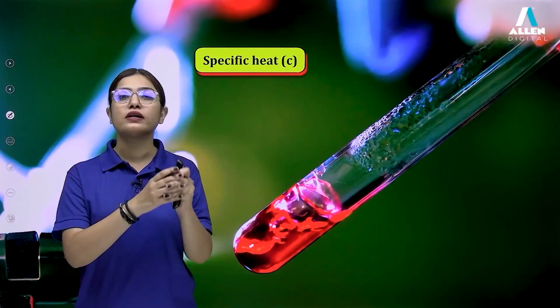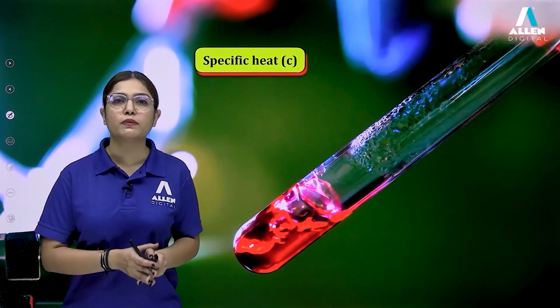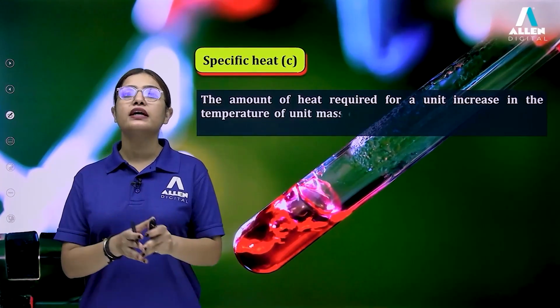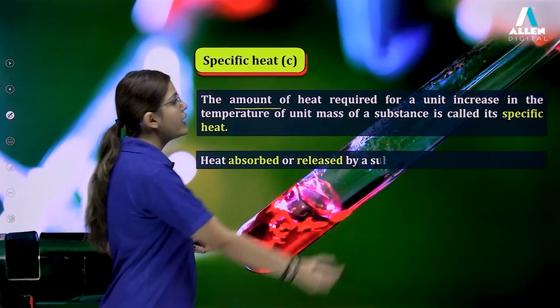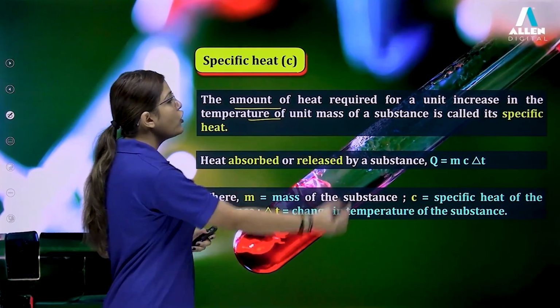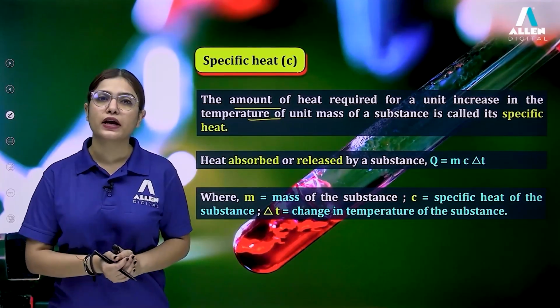So let's see what is the meaning of specific heat. Specific heat can also be denoted by a small c. Now let's see the definition. We can say that the amount of heat required for a unit increase in the temperature of unit mass of a substance is called its specific heat.